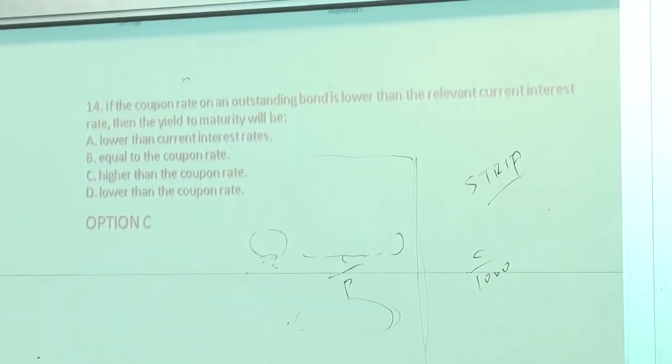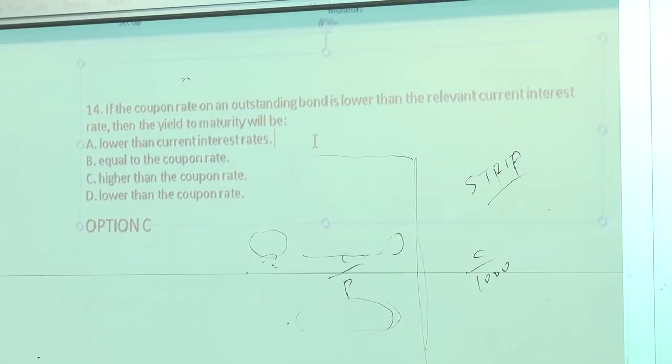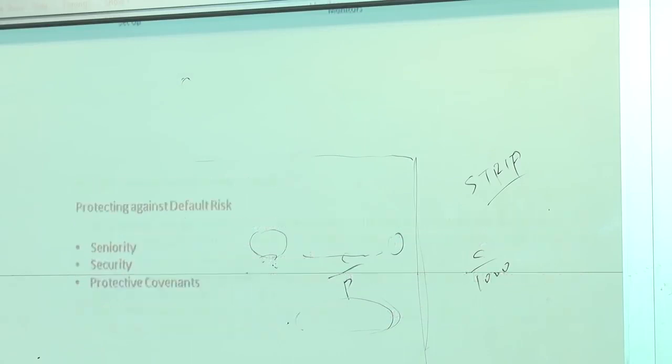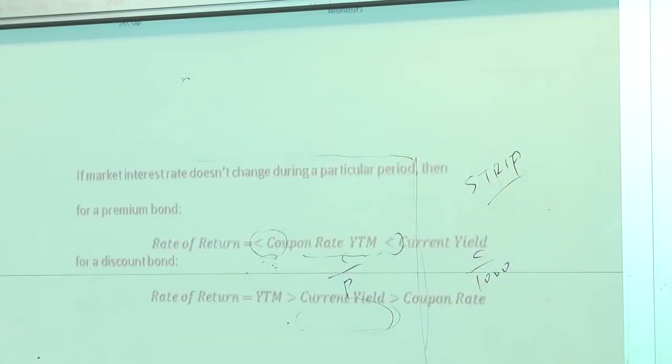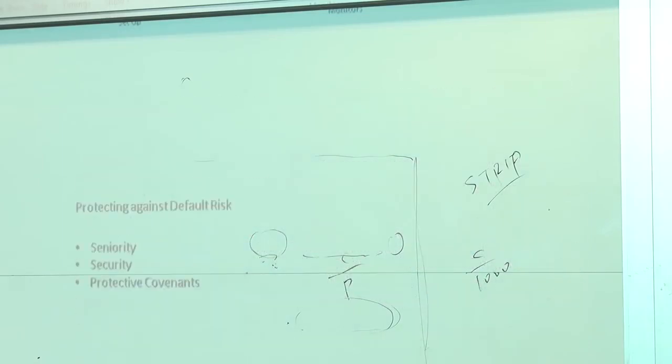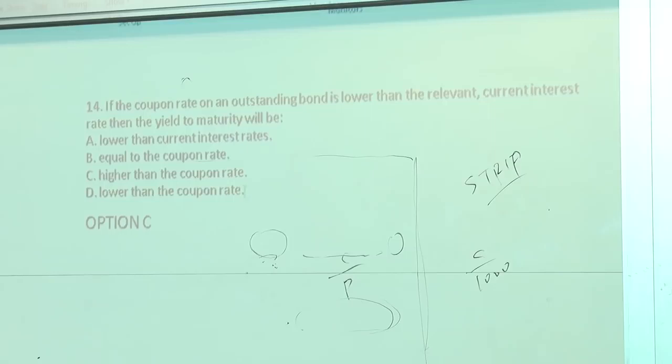If the coupon rate on an outstanding bond is lower than the relevant current interest rate, then the yield to maturity should be, right? If the coupon rate is lower than the current interest rate, that means the bond is selling at a discount, right? So if it's selling at a discount, their yield to maturity should be higher than the current yield, right? And higher than the coupon rate. So the yield to maturity should be higher than the coupon rate and also higher than the current yield, right?